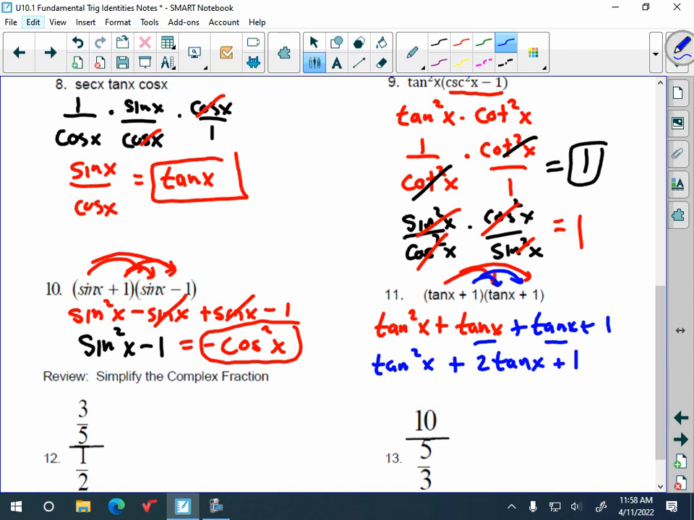Now I can combine tangent squared and 1 together. There's a Pythagorean identity I can use to combine those two. What's tangent squared plus 1? Yeah, secant squared. And then plus 2 tangent x. And this is about as far as you can go with this one.